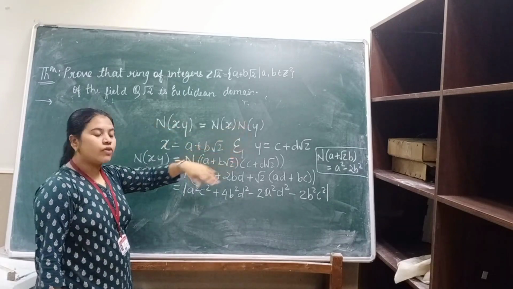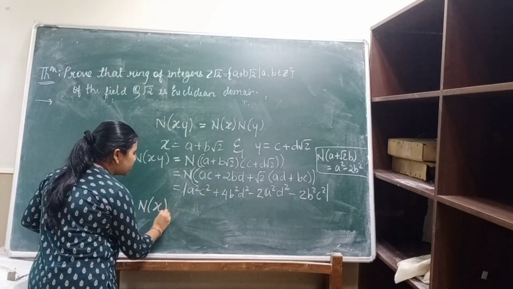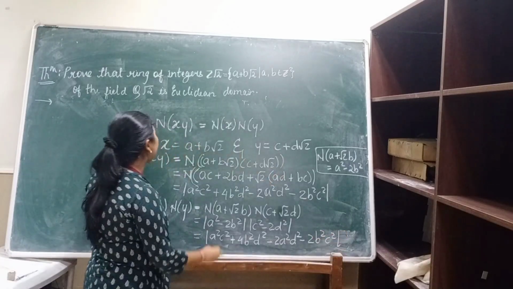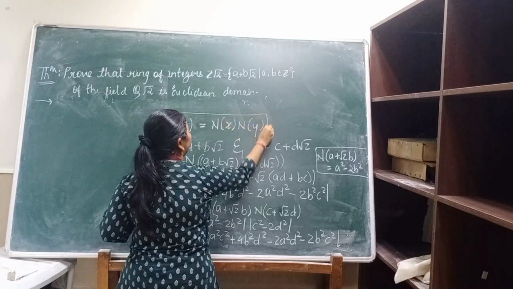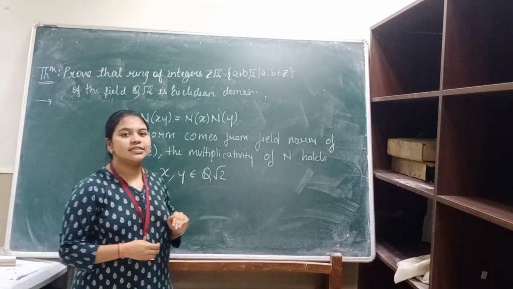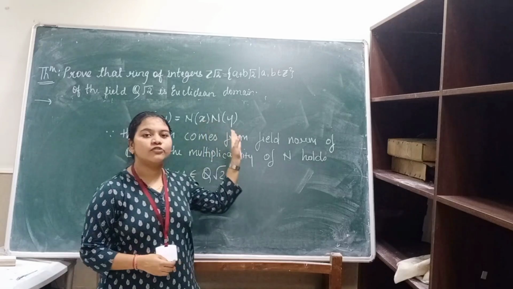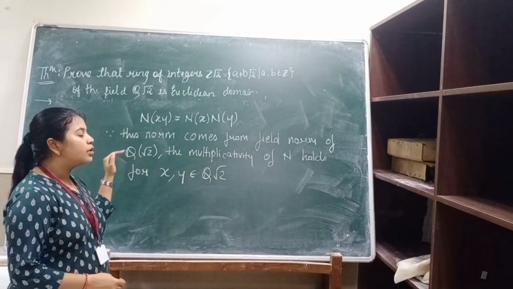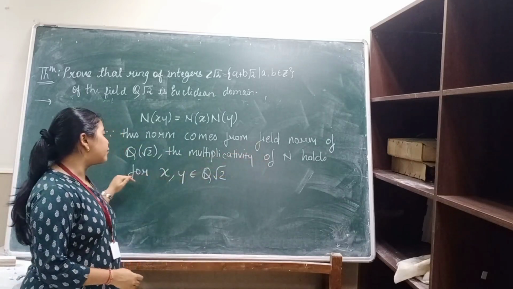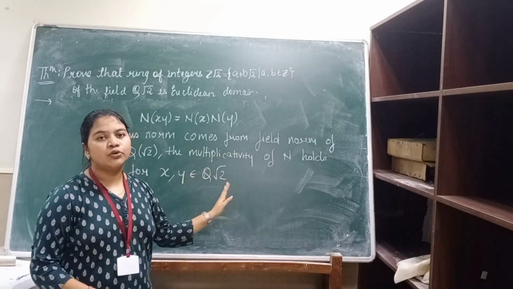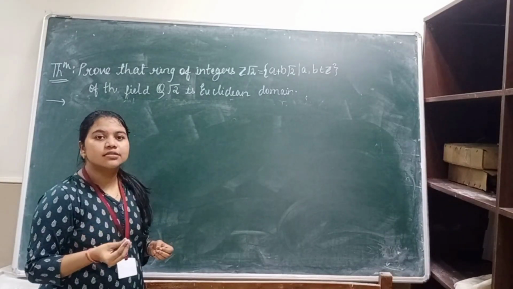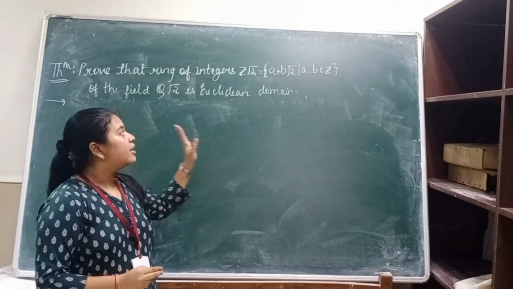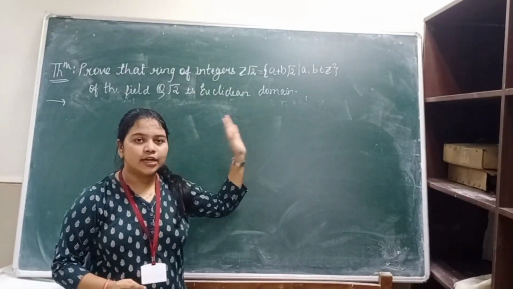Now to prove N(x) times N(y). So from here we can see N(x) times N(y) will be equal to the same. Now, as we have already seen that N(xy) will be equal to N(x) times N(y), and since this norm comes from the field norm of Q(√2), the multiplicativity of N also holds for x, y belonging to Q(√2). Now to show existence of the division algorithm. Once we say that the division algorithm exists, then we can easily say that Z[√2] is a Euclidean domain.